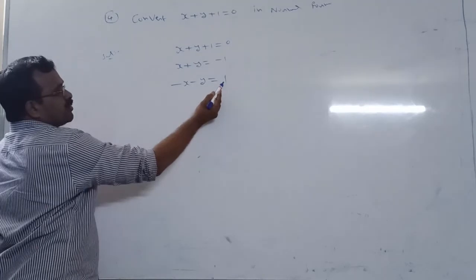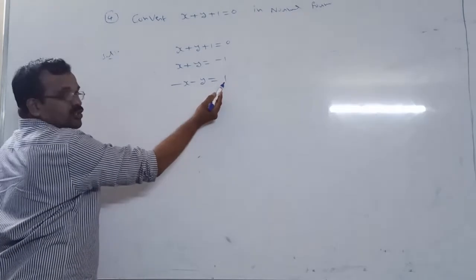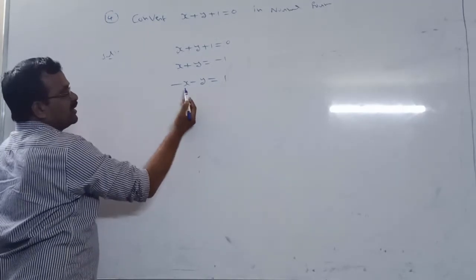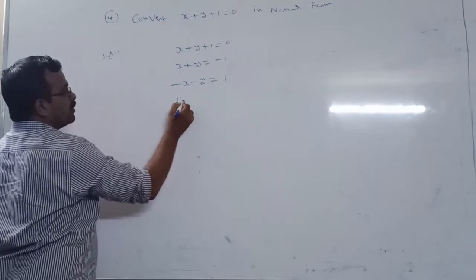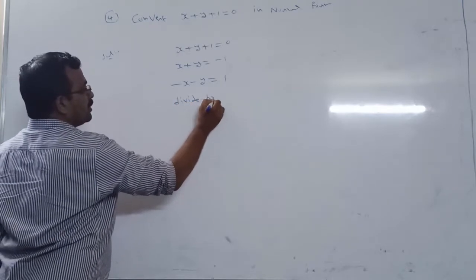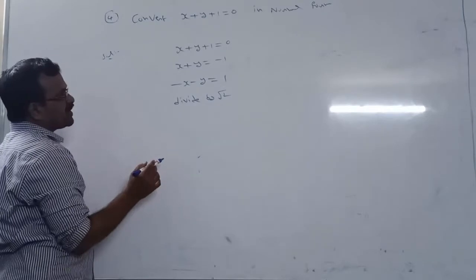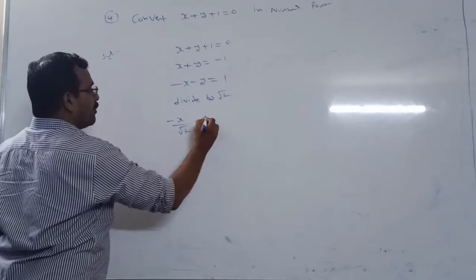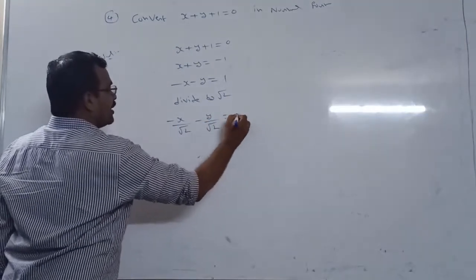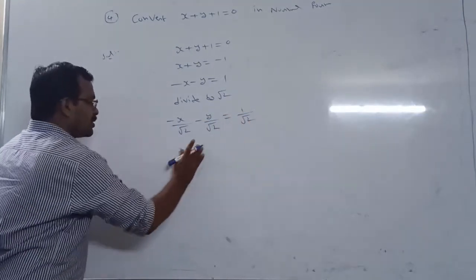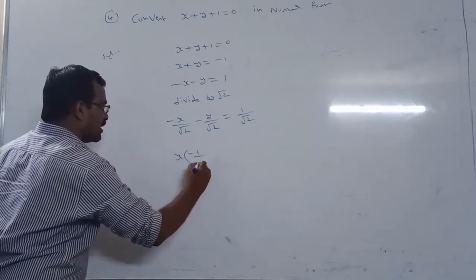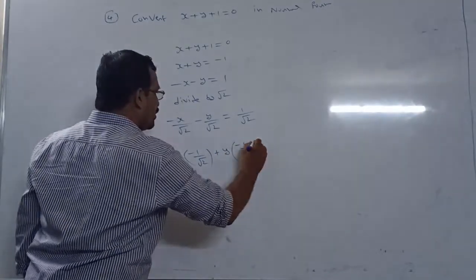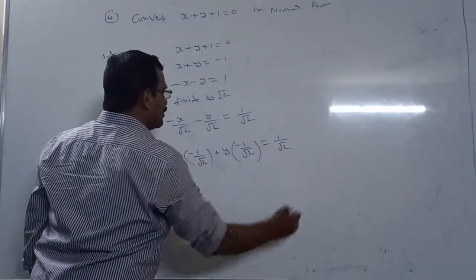Here the constant should always be made positive. P denotes the length of the perpendicular. That's why. So I am dividing by root 2. Dividing by root 2, under root of a square plus b square means root 2. Then minus x by root 2 minus y by root 2 equal to 1 by root 2. So here I have x into minus 1 by root 2 plus y into minus 1 by root 2 equal to 1 by root 2.